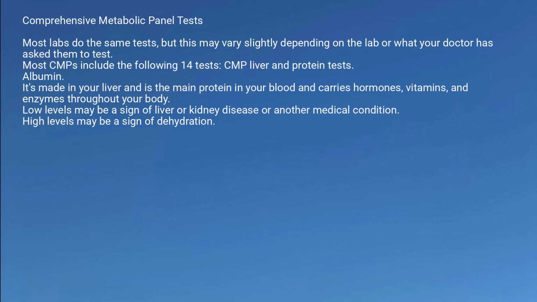Albumin. It's made in your liver and is the main protein in your blood and carries hormones, vitamins, and enzymes throughout your body. Low levels may be a sign of liver or kidney disease or another medical condition. High levels may be a sign of dehydration.